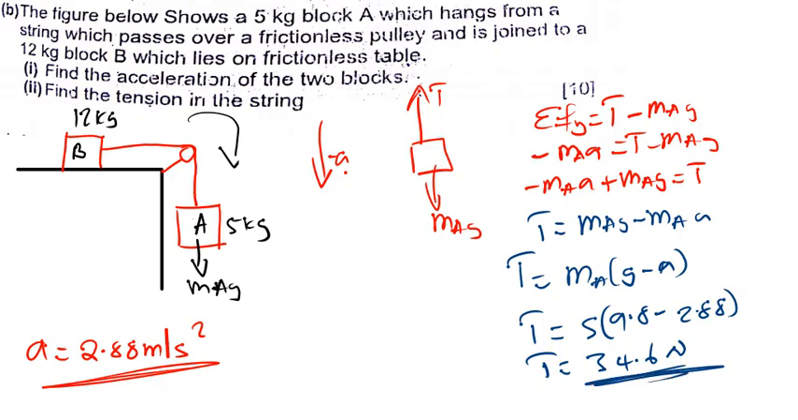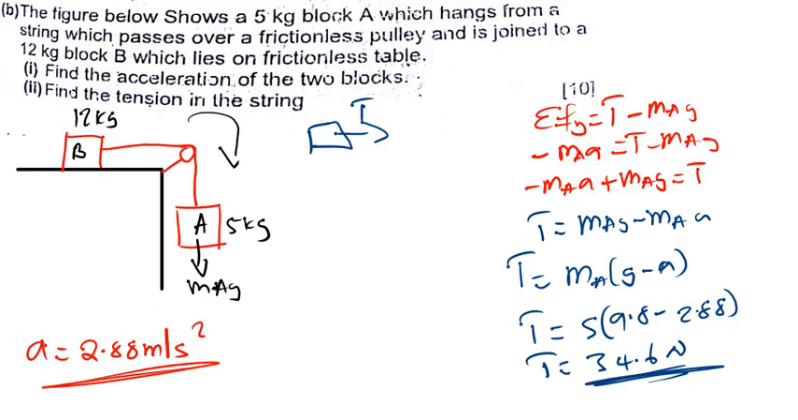Okay, so that's the tension force, 34.6 newtons. Now again, if I want, I can go ahead and use this block, but I should be able to get the same answer. So here the only force I have is the tension force. The summation of forces in x direction, we have only tension force. Replace the net force by mass b times a being equal to the tension force.